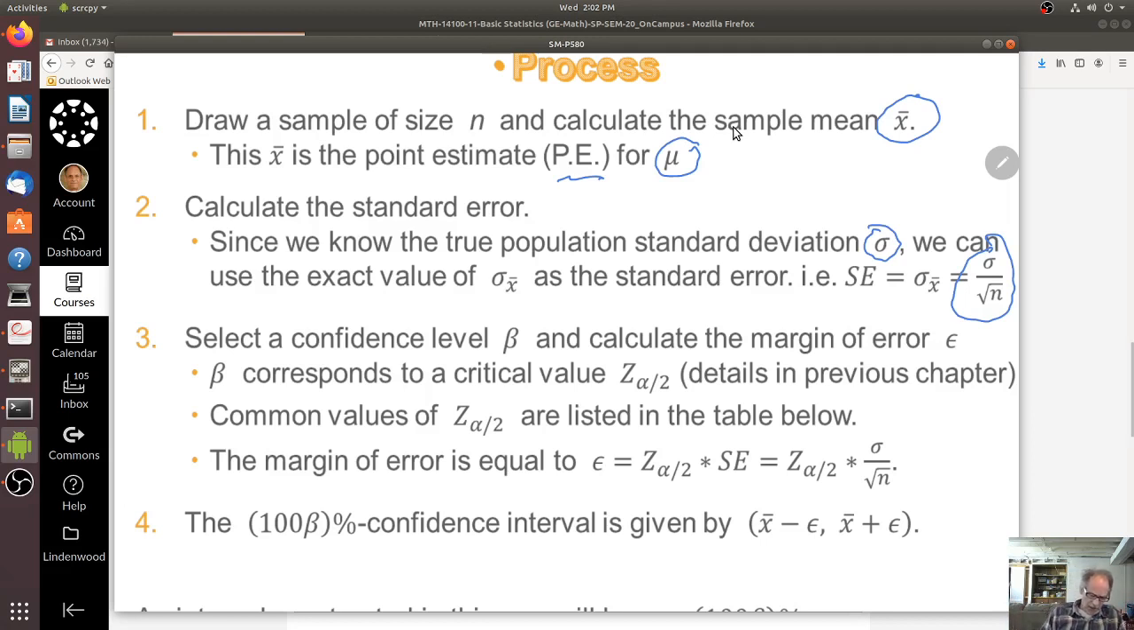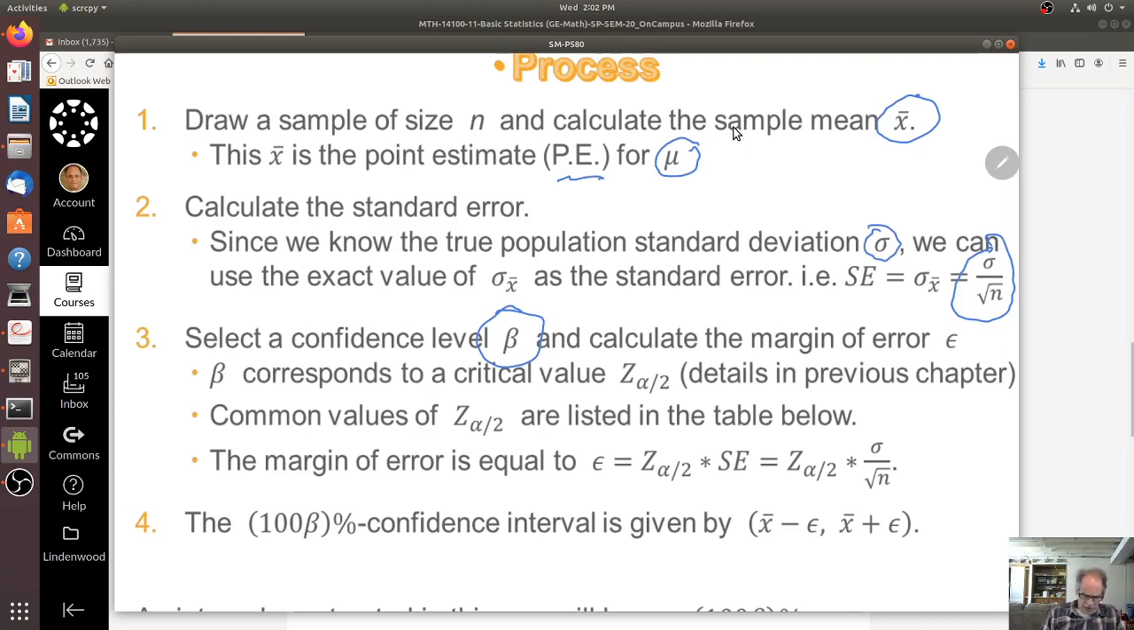So you select the confidence level beta. We're used to that now because we had to do it last section. That's 90, 95, or 99% usually. And that's going to alter our calculations with that Z factor.